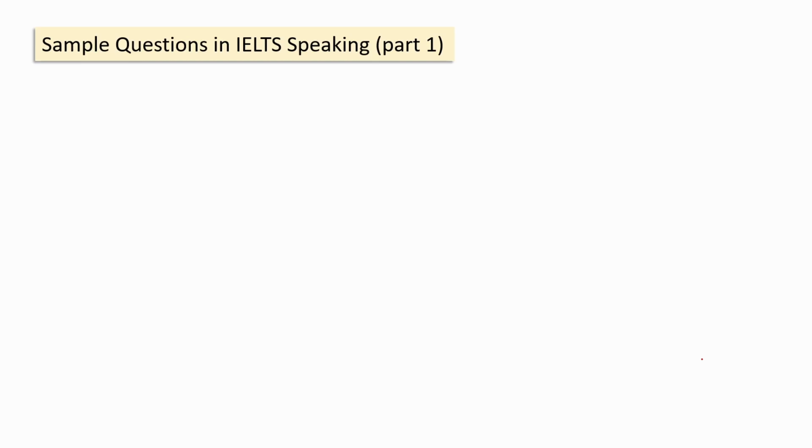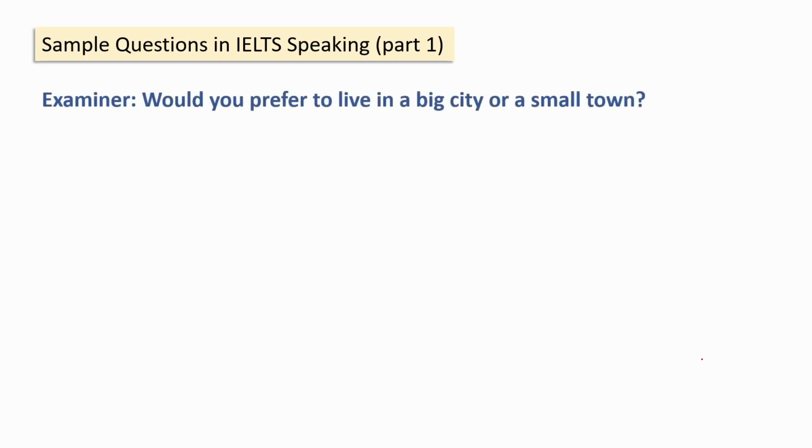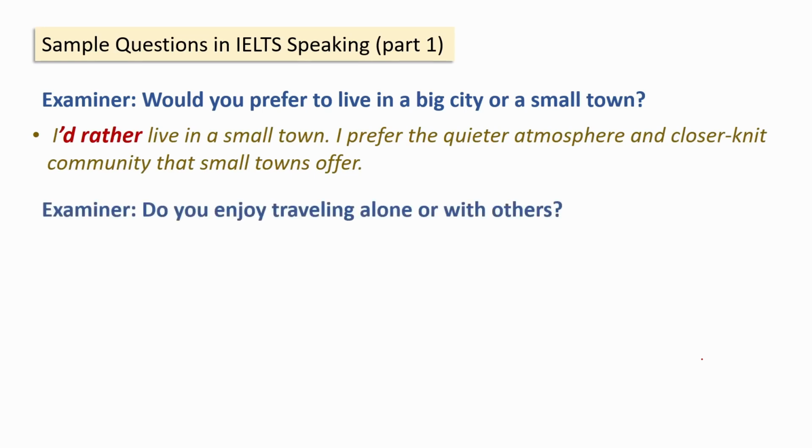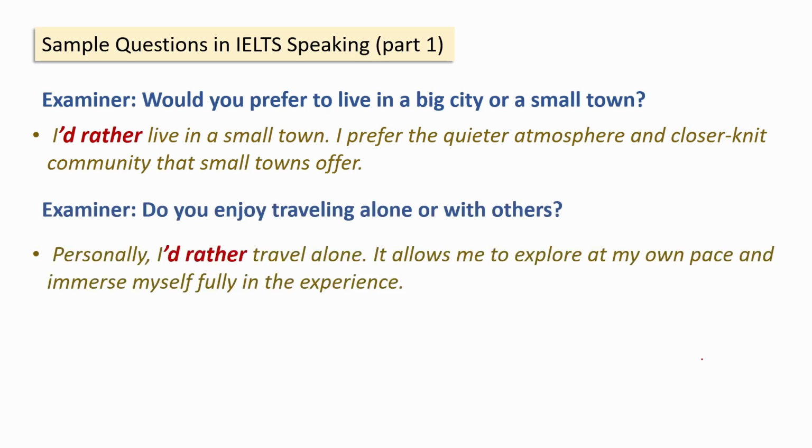Now let's look at some sample questions in IELTS speaking part 1. So the question, would you prefer to live in a big city or a small town? Well, I'd rather live in a small town. I prefer the quieter atmosphere and closer-knit community that small towns offer. Another one. Do you enjoy traveling alone or with others? Personally, I'd rather travel alone. It allows me to explore at my own pace and immerse myself fully in the experience.